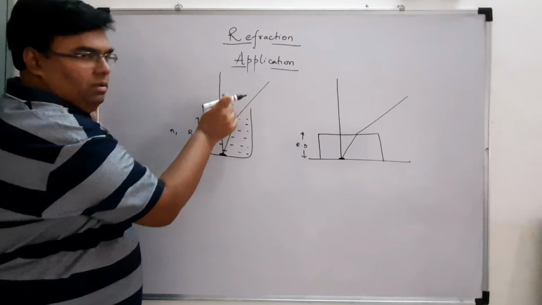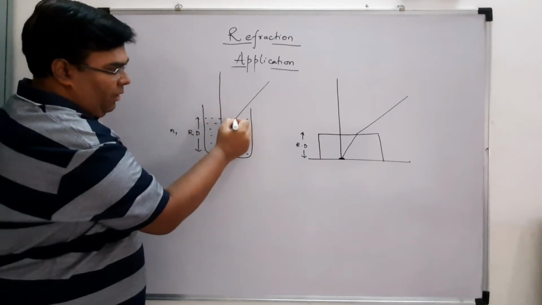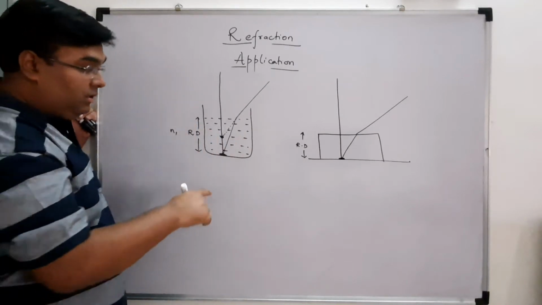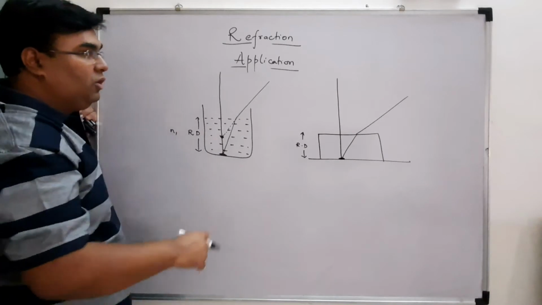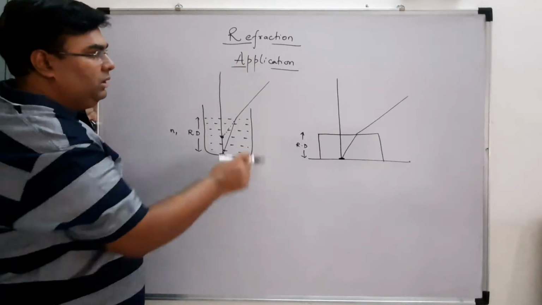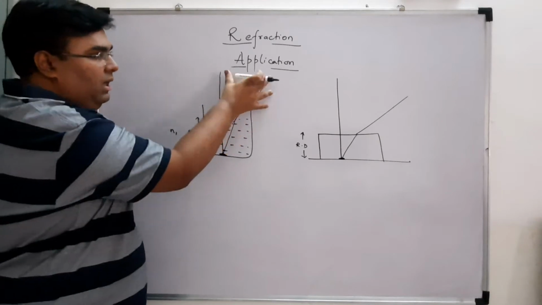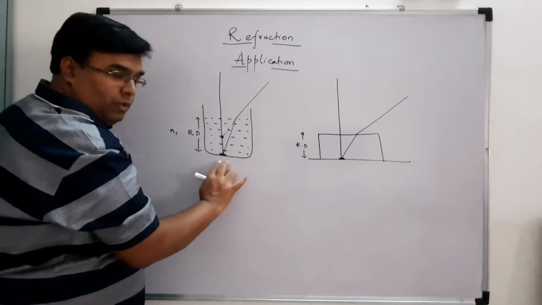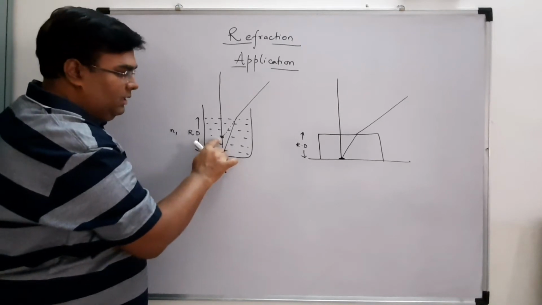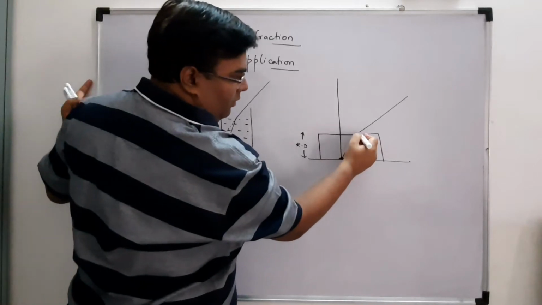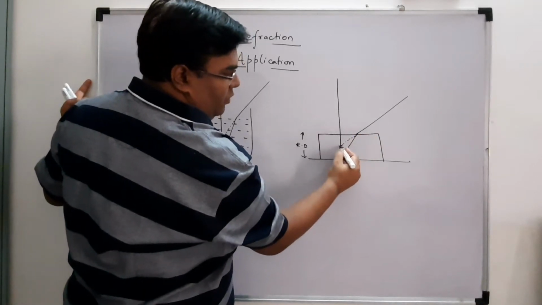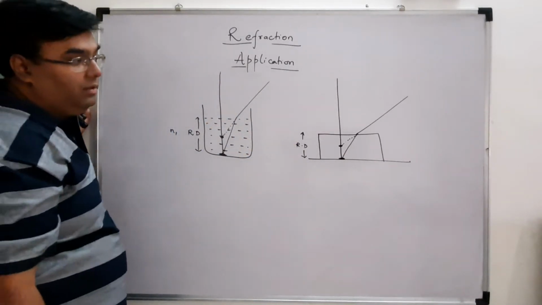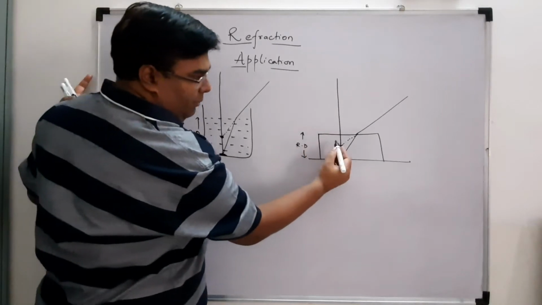Now if you draw this ray backward, this is the point where you get the image of this coin, because we are watching from outside. These two rays reach our eyes, and since these two rays appear to be coming from this point, we will get our object's image here, correct? Similarly, you can draw the rays here also, so you will see the coin at that point.